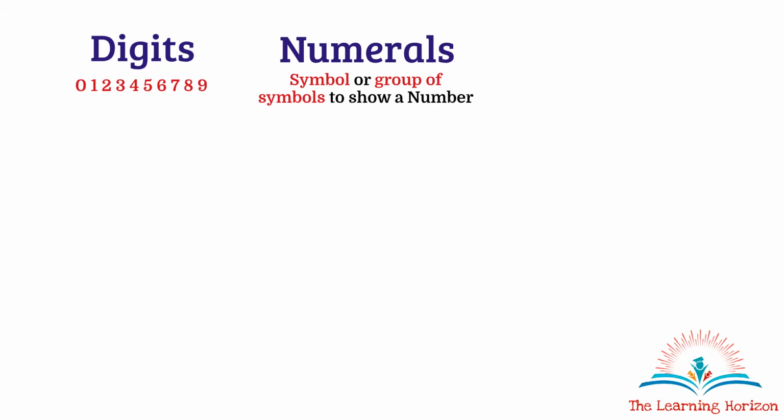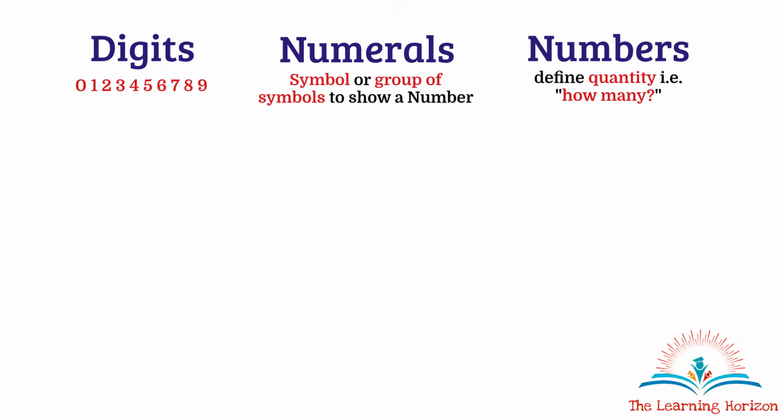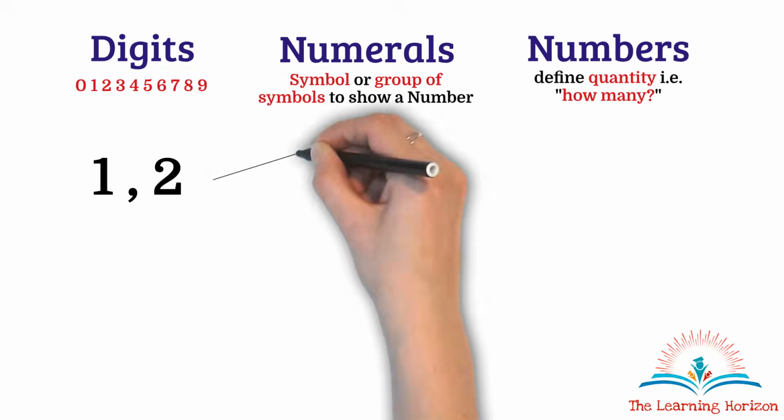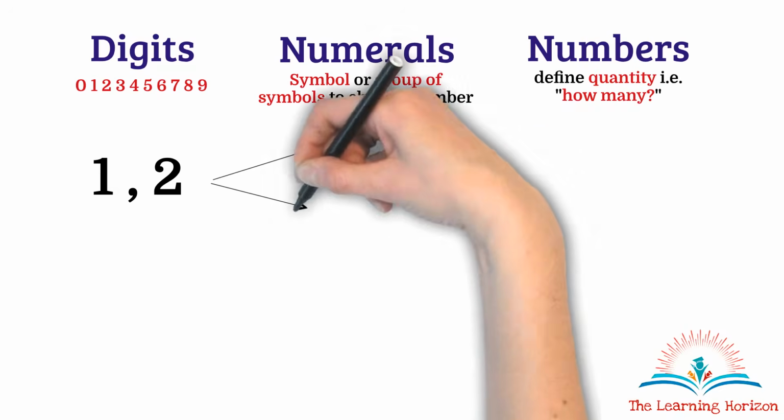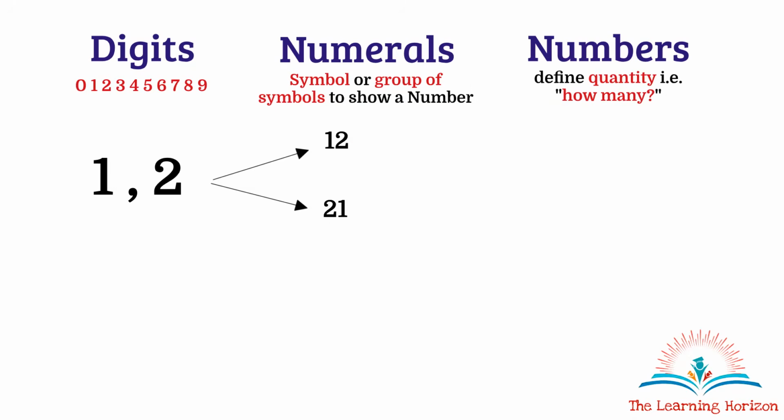So far, we have learned that digits are 10 symbols. Numeral is a symbol or group of symbols to show a number. Numbers define quantity. Let us quickly recap with an example. We will consider 2 digits 1, 2. Now we will group these digits to form 2 numerals, that is 12, 21. These numerals show a number, that is quantity.